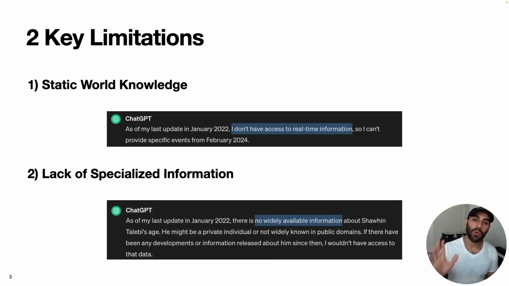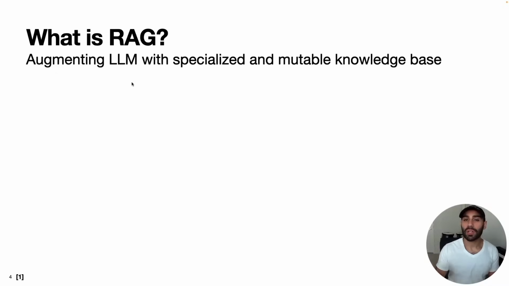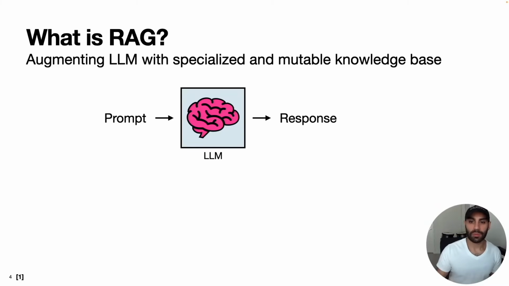One way we can mitigate both of these limitations is using Retrieval Augmented Generation, or RAG for short. Starting with the basic question, what is RAG? This is where we augment an existing large language model using a specialized and mutable knowledge base. So basically, we can have a knowledge base that contains domain-specific information that is updatable, where we can add and remove information as needed. The typical way we'll use a large language model is we'll pass it a prompt and it will spit out a response. This basic usage will rely on the internal knowledge of the model in generating the response based on the prompt.